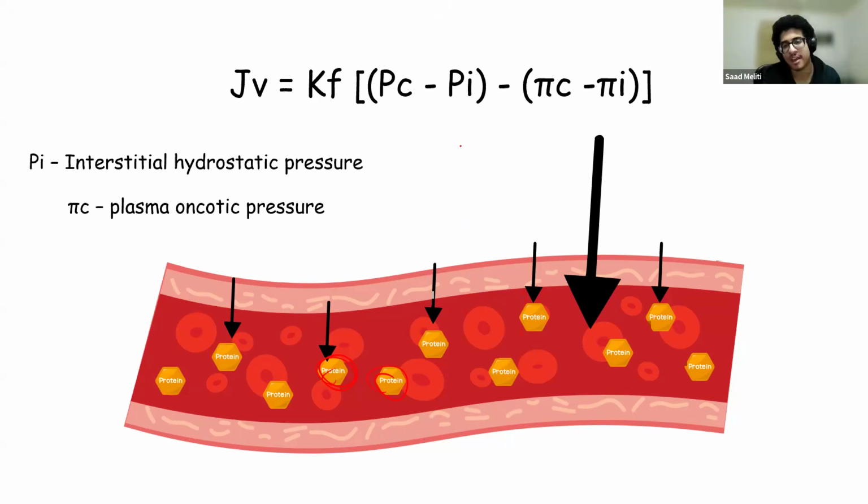Yeah, the net force. We're looking at the net force basically. So if the pressure inside the blood vessel, which by the way is usually stronger than the pressure outside, you're going to have a net pressure going outside. And the same exact thing with proteins, but proteins, instead of pushing, pull towards themselves.